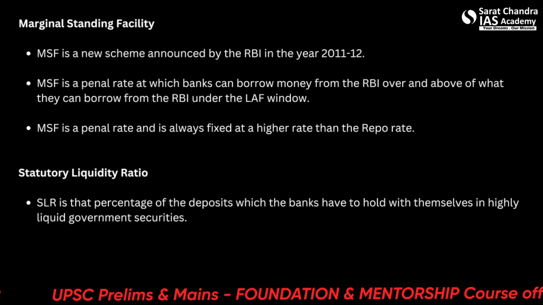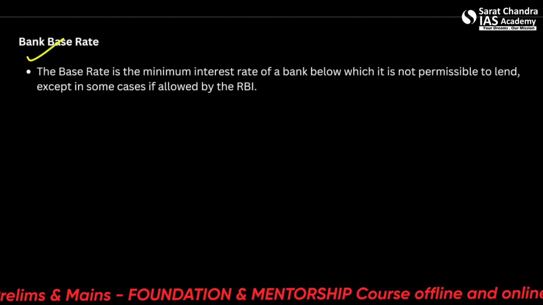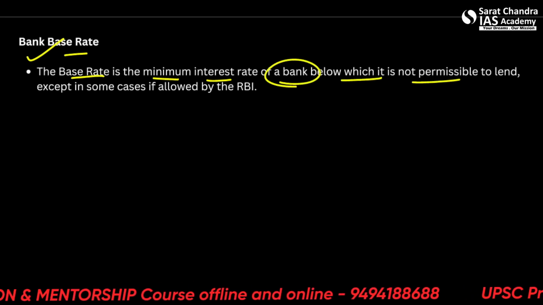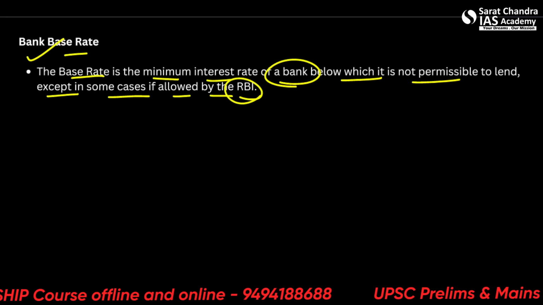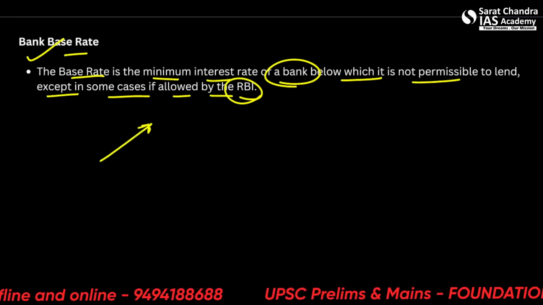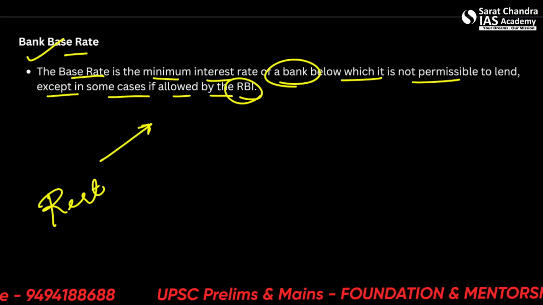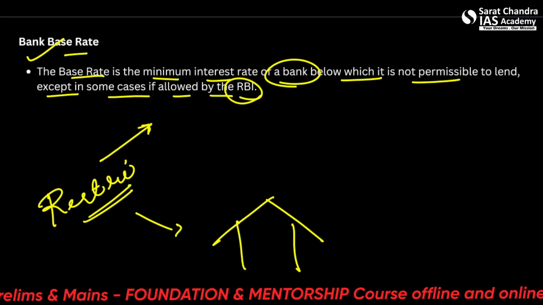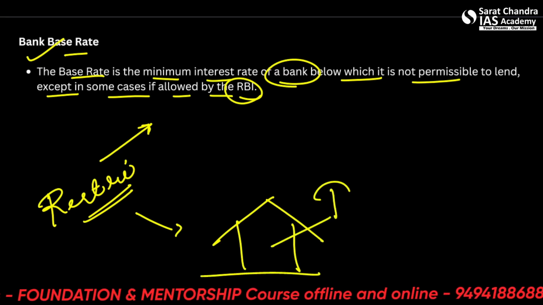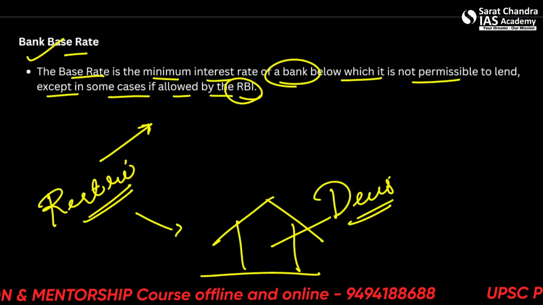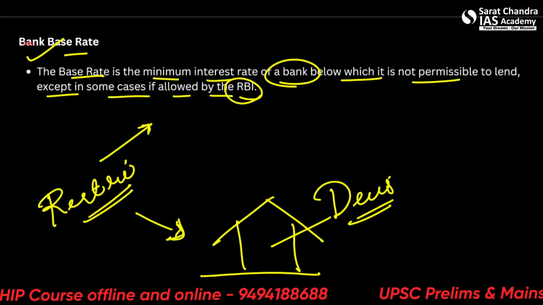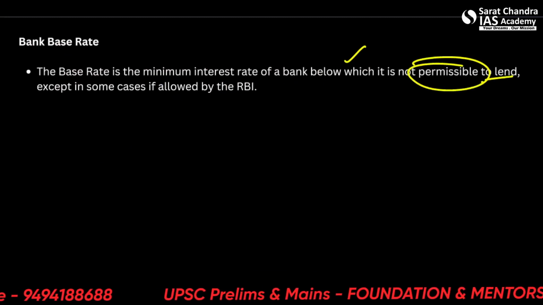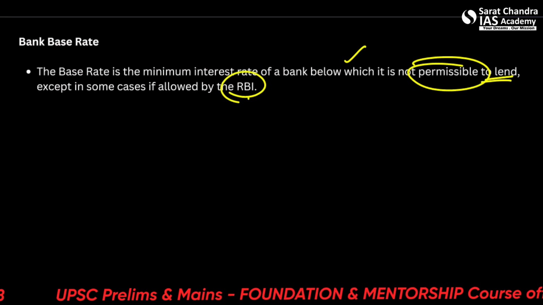What is the base rate? The base rate is the minimum interest rate of a bank, below which it is not permissible to lend, except in some cases if allowed by the RBI. So this is, let's say, a restriction. The RBI is telling banks that they cannot operate individually as per their own decisions. The RBI will fix the minimum rate of interest below which it is not permissible to lend further. So this is the RBI's control on the banks.